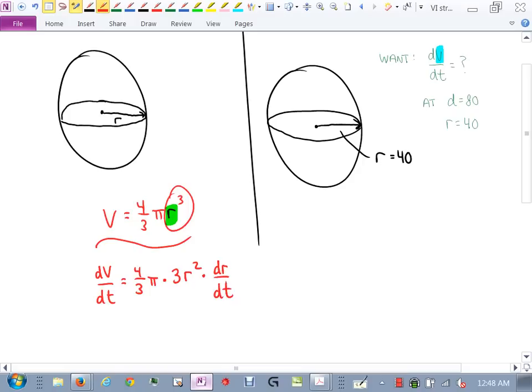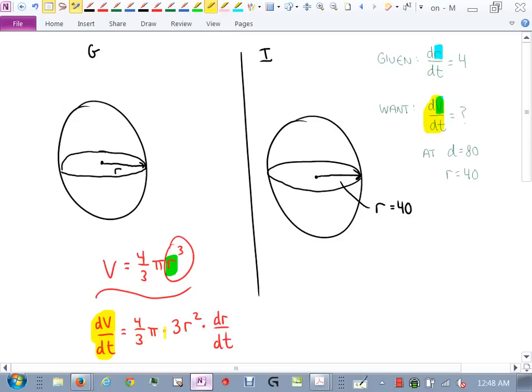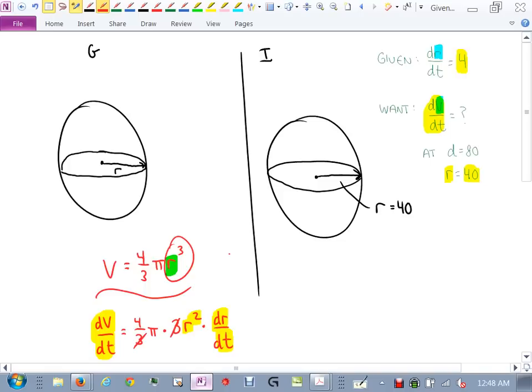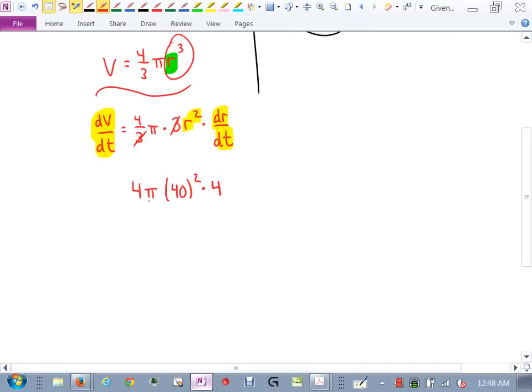So now we should have everything we need. dV/dt, trying to find that. Let's see, 4/3 pi times 3, that's all constants. Radius squared, well, I know what the radius is. It's 40. I can plug in 40 now. And then dr/dt, we're given as 4. So I need to compute, let me see, I see these 3's cancel. So I have 4 pi, I have 40 squared times dr/dt, which was 4. So work that out. That is your dV/dt.